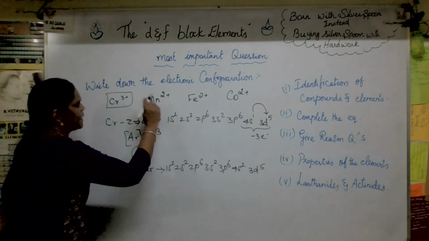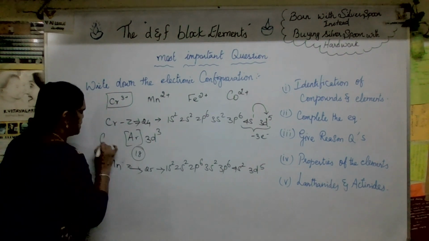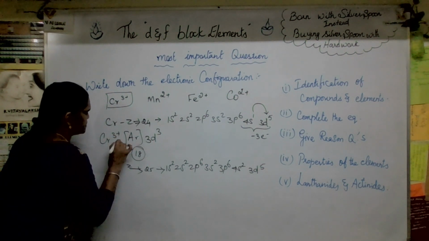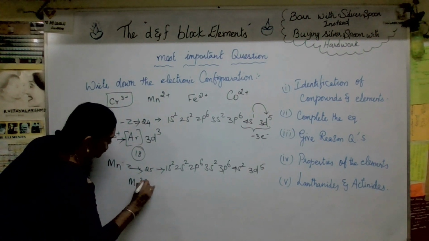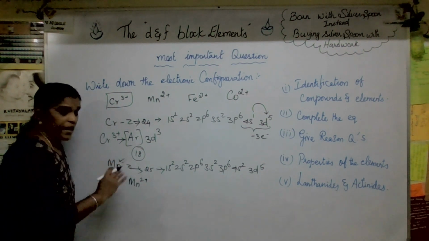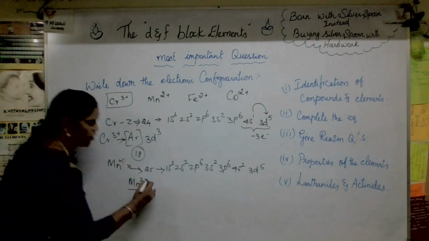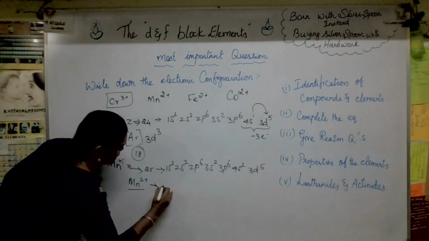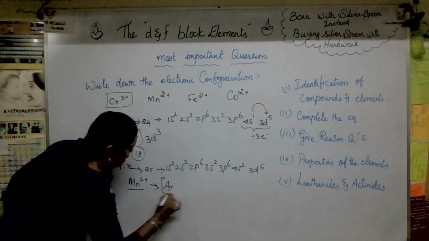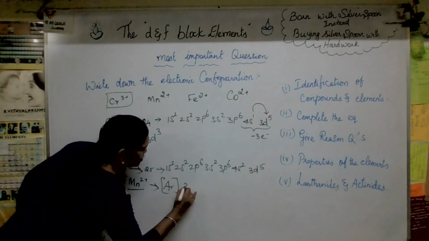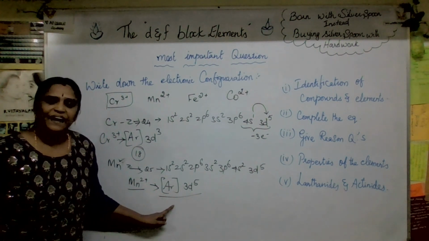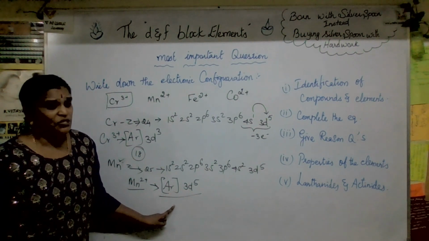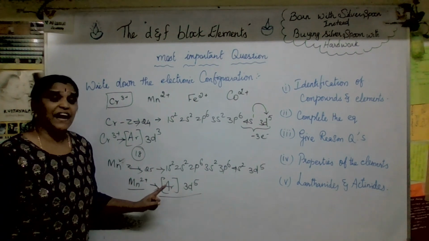Now, how to write Mn2+? Like Cr3+, you have to write it in this way. This is the Mn element only, and this is the Mn2+ ion. So how can you bring it here? Argon, the same way, then 3d5. I have written 3d5. Is it correct? Yes. Check the answer whether it is correct or not.